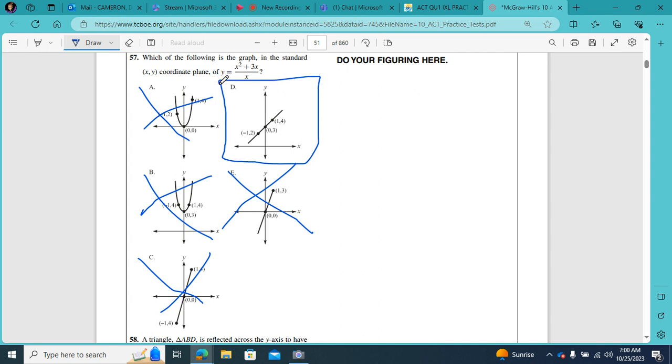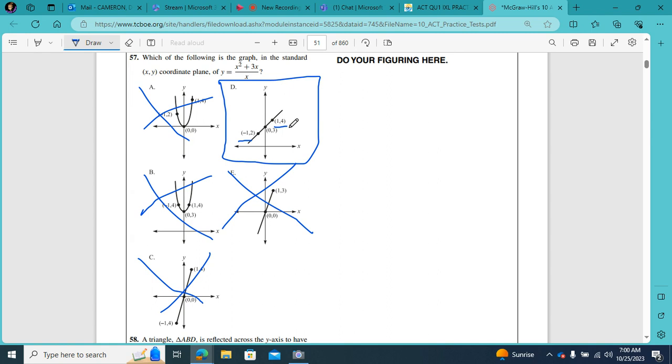You can double check your points by clicking the trace button and entering in a -1. And now my calculator says when x is -1, y is +2. Put in a +1 to match this point. When x is +1, y is 4. So I know for sure that I've got the right answer.